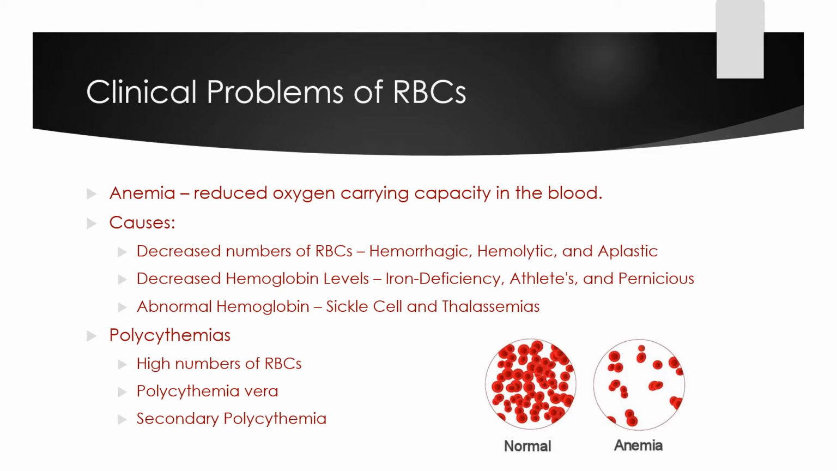The clinical problems of red blood cells. Anemia means a reduced oxygen carrying capacity in blood. This can result from a decreased number of red blood cells, which would be hemorrhagic anemia, hemolytic anemia, and aplastic anemia. Decreased hemoglobin levels, which can result in iron deficiency anemia, athlete's anemia, and pernicious anemia. Abnormal hemoglobin, such as sickle cell and thalassemias, or polycythemias, which is a high number of red blood cells.